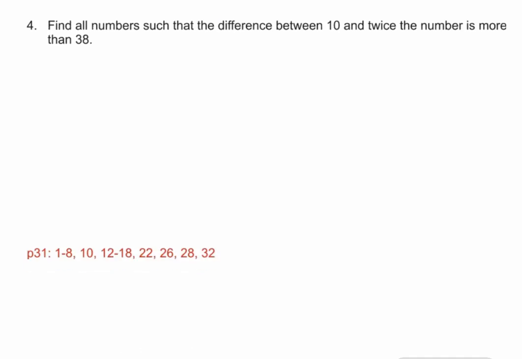Now, if it weren't for Labor Day coming up, I would have done the word problem section already, which is right before this. We're going to do it tomorrow. We're flipping it. Not flipping it home, but switching the order. So normally this would come right after working a little bit on word problems, but let's see if we can figure it out. All right, find all numbers such that the difference between 10 and twice the number is more than 38. It's just an inequality. It's not a big deal.